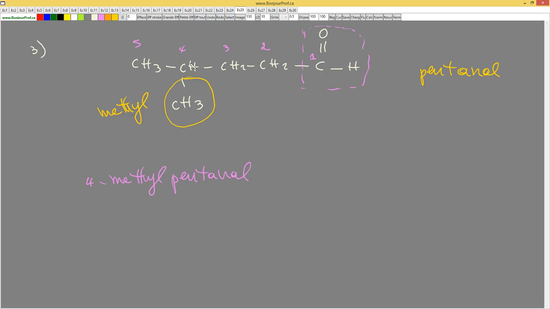For numbering the carbons for the aldehyde, there is no confusion. Why? Because the aldehyde is always at the end of the chain. It can never be in the middle. If it is in the middle, it has another name. It is a ketone, not an aldehyde. The aldehyde is always at the right end or the left end. Okay. Now, what about the properties?